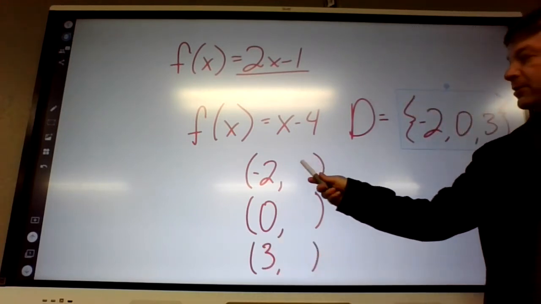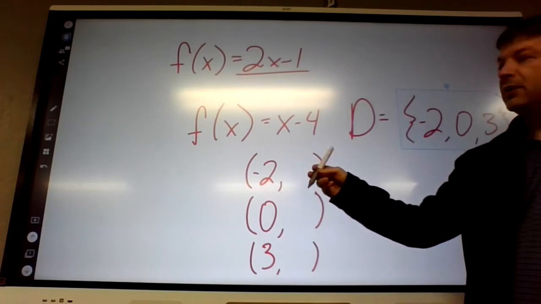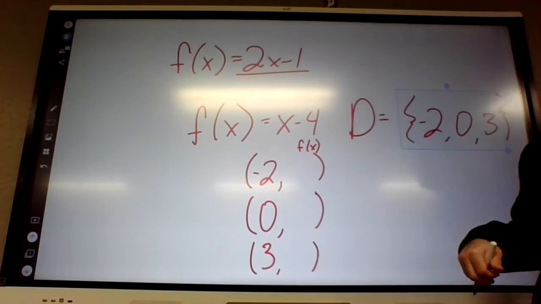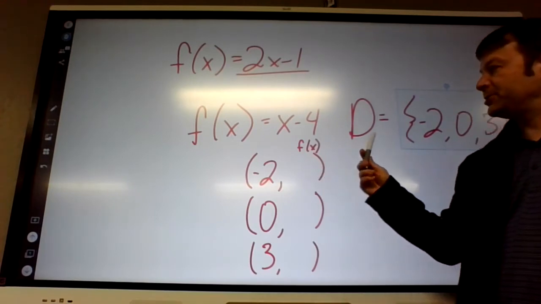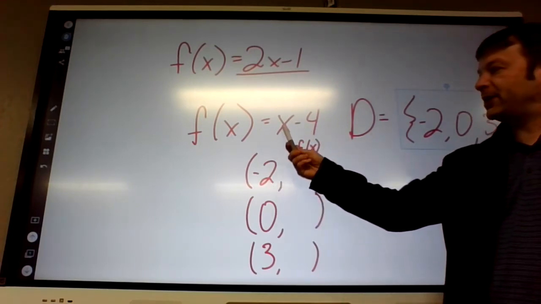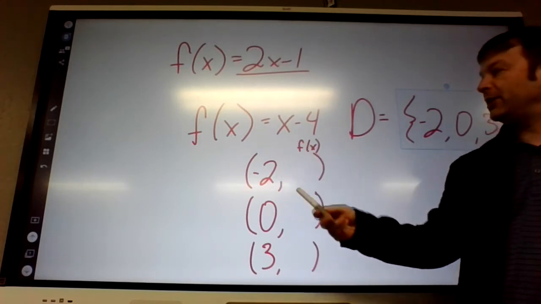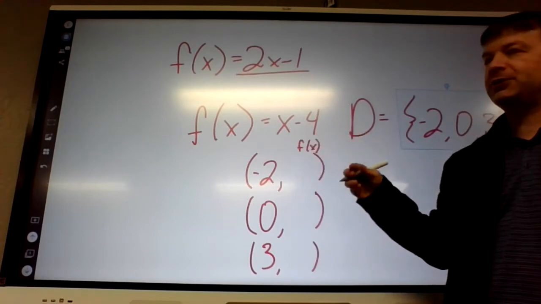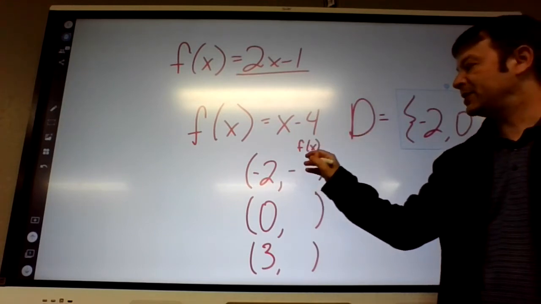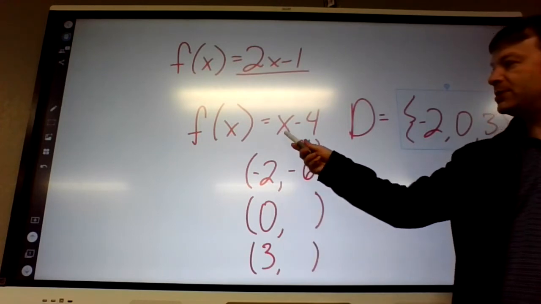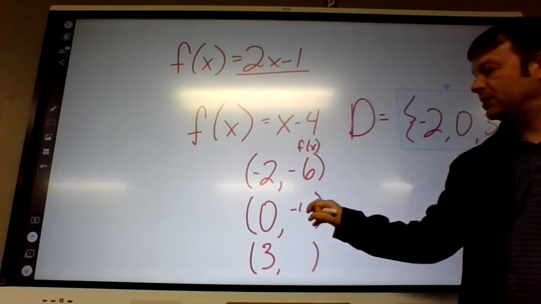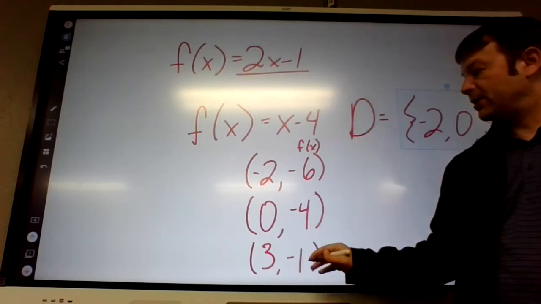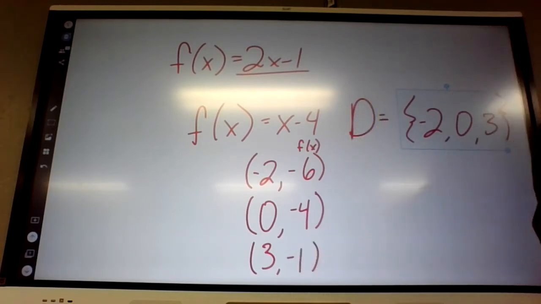How do I find the y value? You plug it in. Or in this case, you might call it the f of x, the f value. Yeah, you just plug in whatever they told you to put in for x, kind of like the table we did on Friday, and then whatever comes out is your y value. So if I plug in negative 2, what's negative 2 minus 4? Negative 6. If I plug in 0, what's 0 minus 4? Negative 4. If I plug in 3, what's 3 minus 4? Negative 1. Okay, and then those are the 3 points.